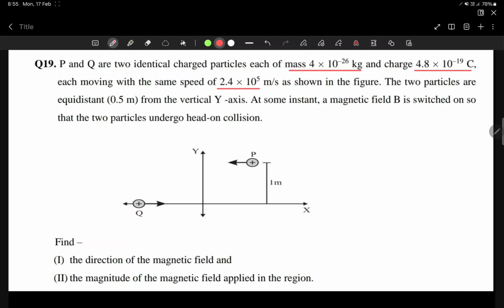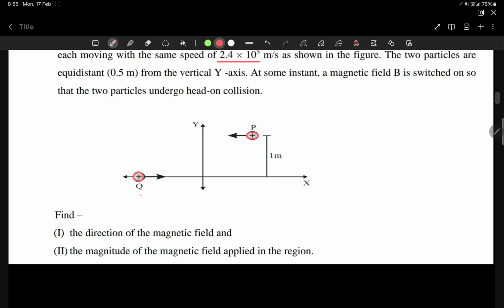So this is the charged particle Q and this is your charged particle P, identical charged particles. Q is moving along positive x direction, P is moving along negative x direction. The two particles are equidistant, 0.5 meter, from the vertical y axis. That means from the vertical y axis this distance is 0.5 meter and this distance is also 0.5 meter as per the given data.